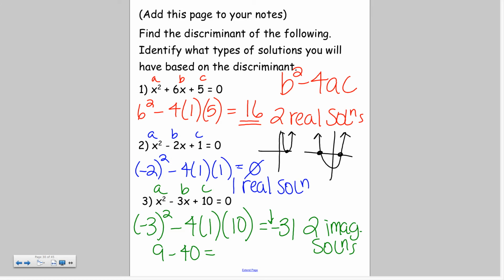So that would be a problem that if I was using the quadratic formula, put it in my calculator, it's going to give me an error because of that negative right there. I can't take the negative square root in my calculator. So this graph would look like this. Never touches that x-axis.